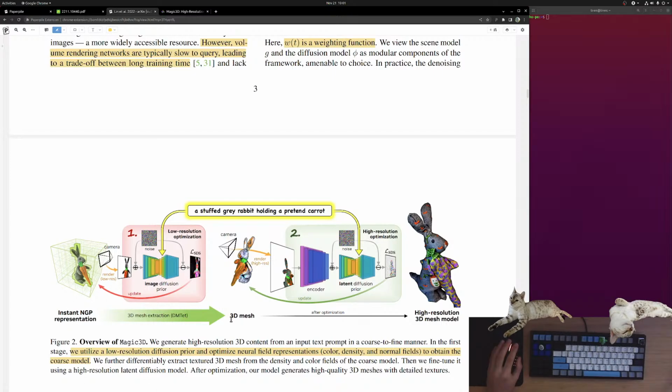And now that you have this coarse model, you get the coarse 3D mesh. Extract the textured 3D mesh from the density and color fields of the coarse model. We then fine-tune it using a high-resolution latent diffusion model. After optimization, our model generates high-quality 3D meshes with detailed textures.